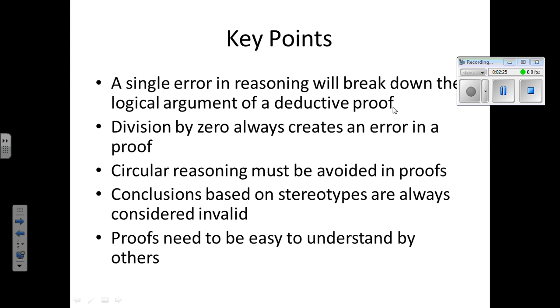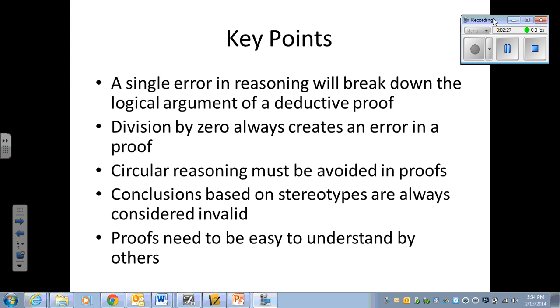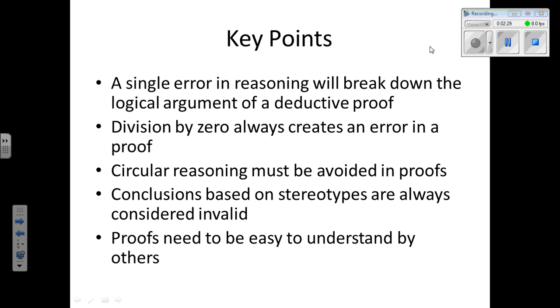So key points. A single error in reasoning will break down the logical argument of deductive proof. Division by zero always creates an error in a proof. Circular reasoning must be avoided in proofs. Conclusions based on stereotypes are always considered invalid. And proofs need to be easy to understand by others. So in other words, your proof needs to be dummy proof.